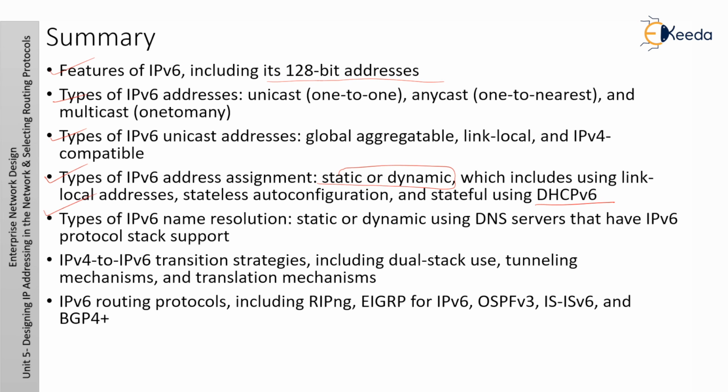Types of IP version 6 name resolution, whether static or dynamic, using DNS servers that have IP version 6 protocol stack support. IP version 4 to IP version 6 transition strategies, including dual stack use, tunneling mechanism, and translation mechanism. And IP version 6 routing protocols, including RIPng, EIGRP for IP version 6, OSPF version 3, IS-IS version 6, and BGP4 plus. But this last topic is not discussed in detail, so we will discuss it in detail in the next video.